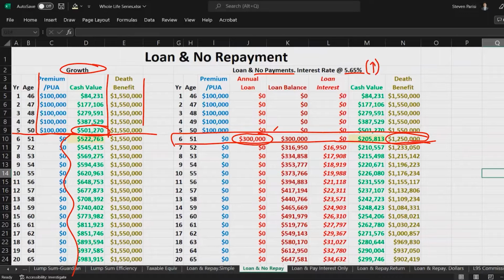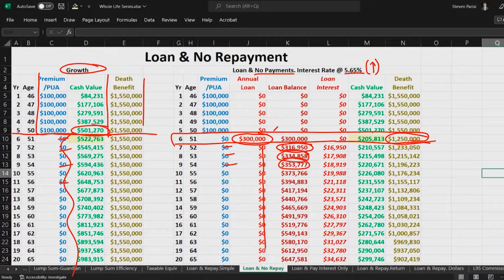Now, what do we see beginning year 7? We don't have any purple columns here. We're not paying anything in, not doing that on either example. And annual loan, we're not taking any more loans. Look at your loan balance. What's happening here? It's compounding over time.